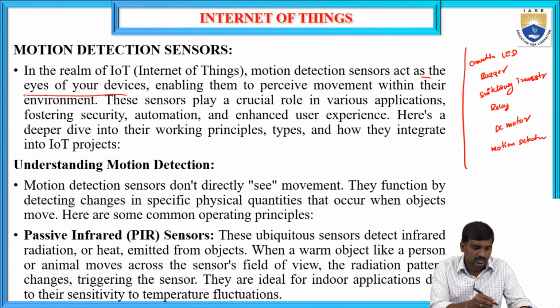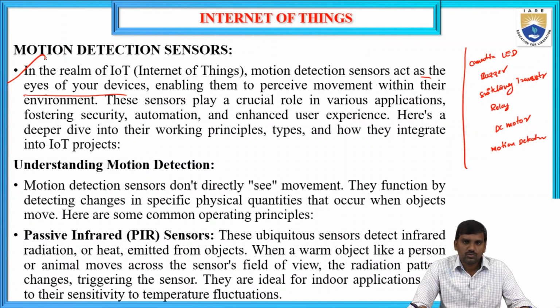So this is the first one. Next, understanding motion detection. What is the involvement of motion detection sensors in developing an IoT project? Motion detection sensors don't directly see the movement. They function by detecting changes in specific physical quantities that occur when objects are moving. Here are some common operating principles of motion detector sensors. Passive infrared sensor, that is PIR. So it is a very important sensor in order to gather the information.